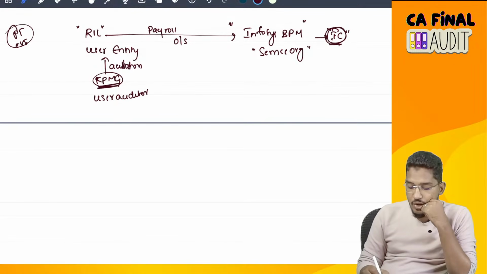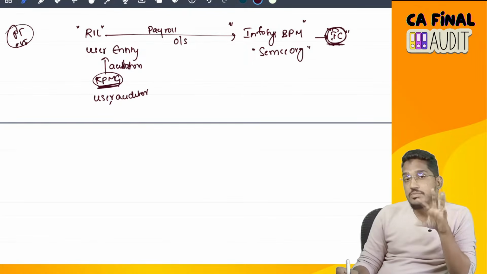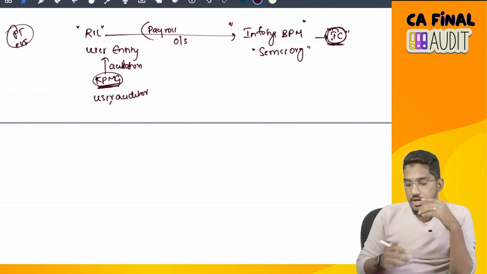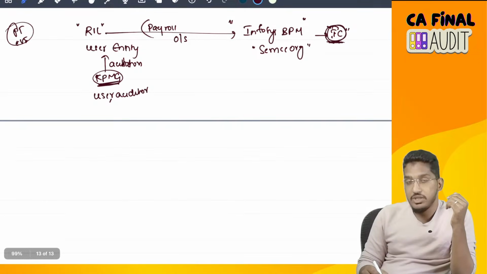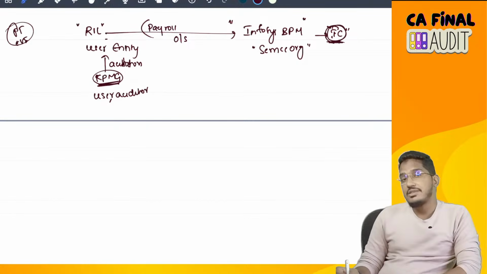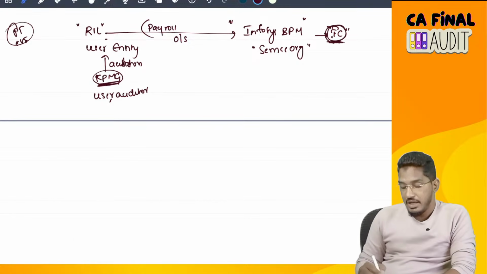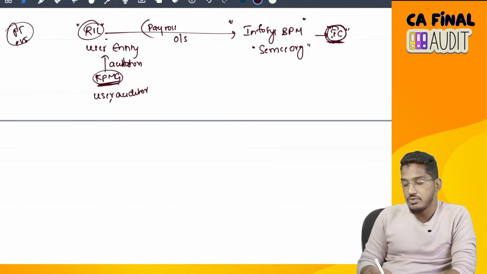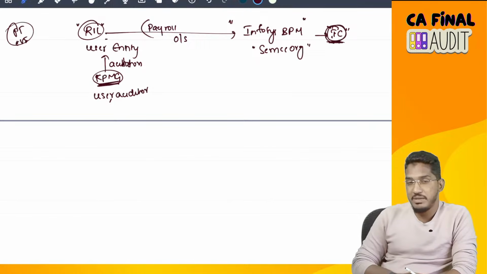Now KPMG, this auditor, wants to obtain evidence whether Infosys BPM has proper internal controls regarding the payroll outsourcing activities. Whatever activities have been outsourced by Reliance to Infosys BPM, in that area, whether Infosys has proper internal controls or not, KPMG wants to obtain audit evidence. But they are auditors of Reliance, not auditors of Infosys BPM, right?